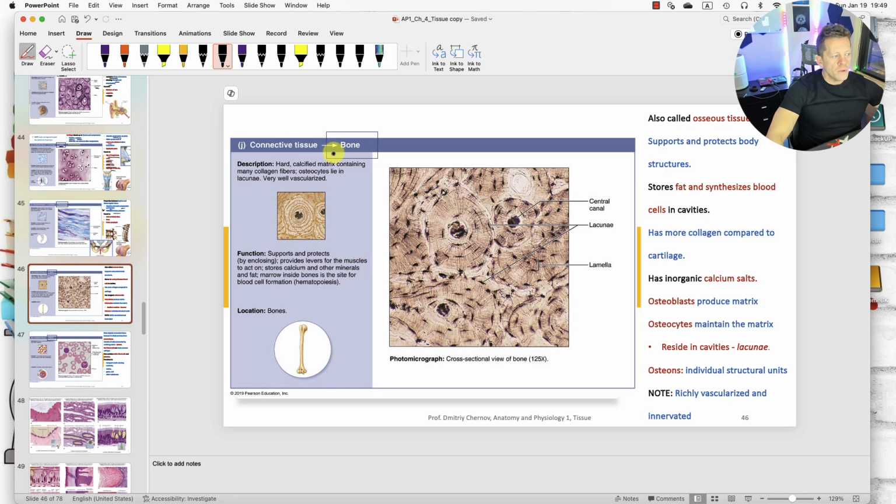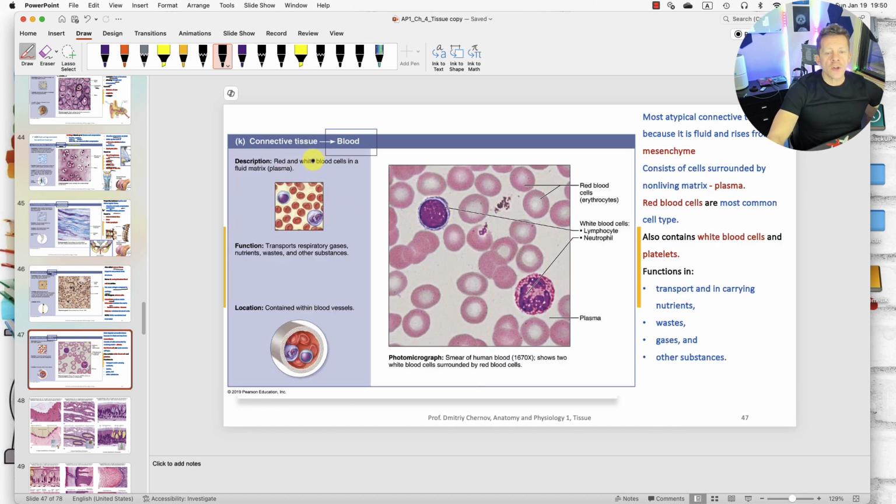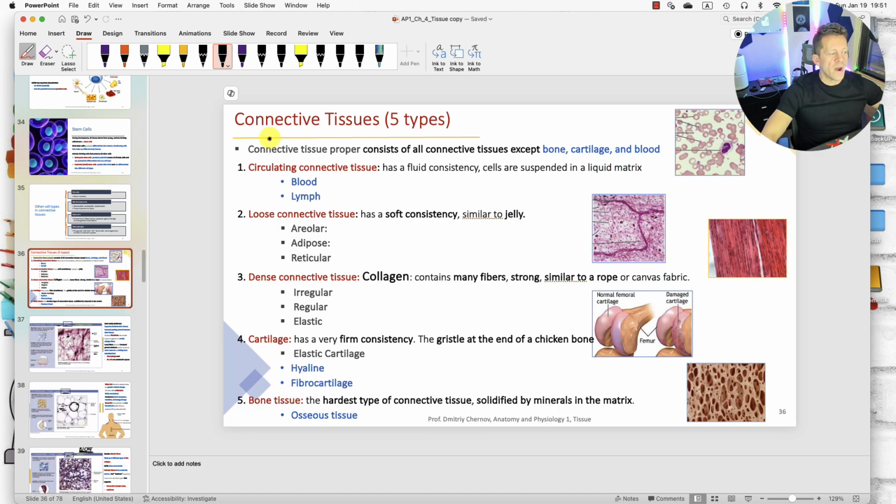So here's the bone, very dense osseous tissue, which has more collagen. Bone has collagen, that's why bones are flexible compared to cartilage. Cartilage you find at the end of the long bones, right? But the collagen you find within the bones. And here's the connective tissue, right? Circulating connective tissue, blood. So these are the red blood cells, these are the white blood cells. And there's plasma, right? That's water, basically.